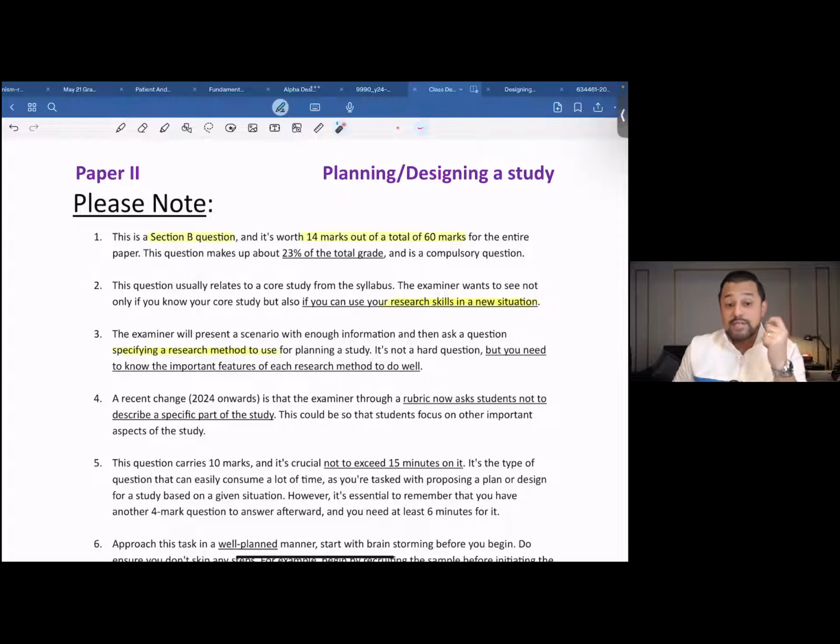So yeah, the examiner will present a scenario with enough information and then ask a question specifying a research method to use for planning a study. It is not a hard question, at least I believe it is not a hard question, but you need to know the important features of each research method to do well. Now, these important features of research method, we need to know them well, right?